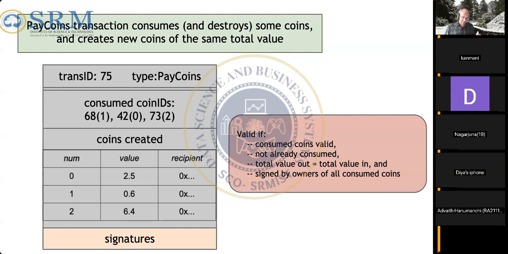So basically, we are making sure that the owner of the coin is the one spending it, using the signatures. And we are also making sure that the coins are not already spent, so this is not a double spend transaction. And we are also making sure that the total value we spend is also the total value we create. So that is how the pay coin transaction is validated.